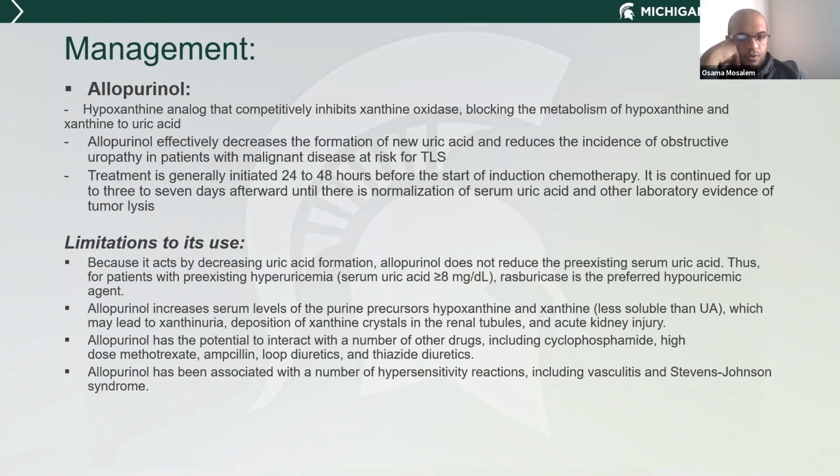And then allopurinol also increases the serum levels of purines, hypoxanthine, and xanthine. Xanthine can precipitate in the kidneys and can lead to xanthine crystals in the renal tubules, and in turn it can cause AKI. Also, allopurinol has a higher risk of interaction. It has a lot of interactions with multiple drugs, including cyclophosphamide, methotrexate, loop diuretics, ampicillin, and thiazide. So it's important to look at the interactions before starting allopurinol. And also, it has been associated with hypersensitivity reactions and risk of Stevens-Johnson syndrome. Nothing comes without risk.